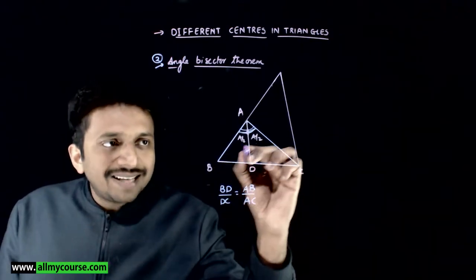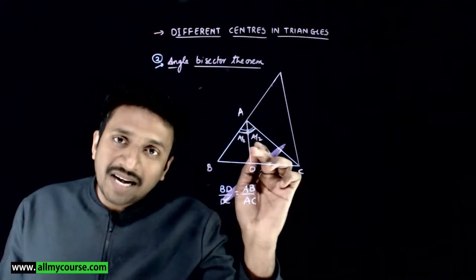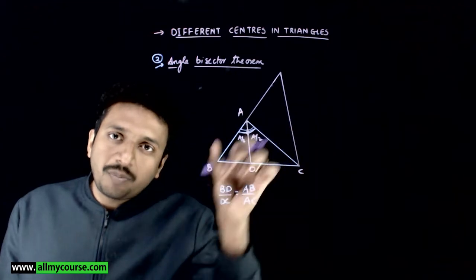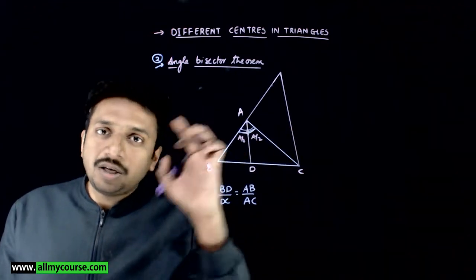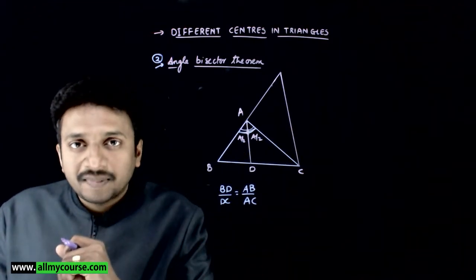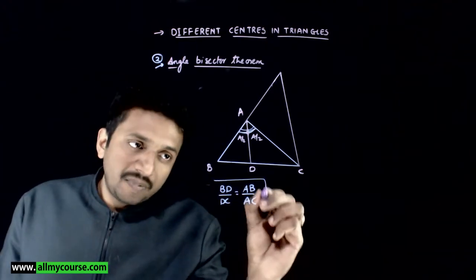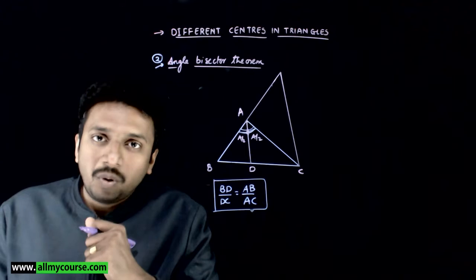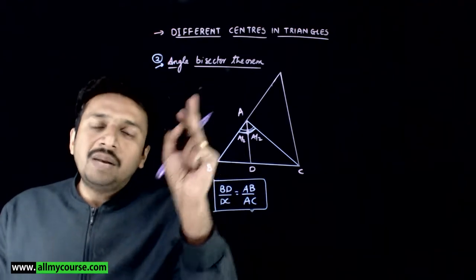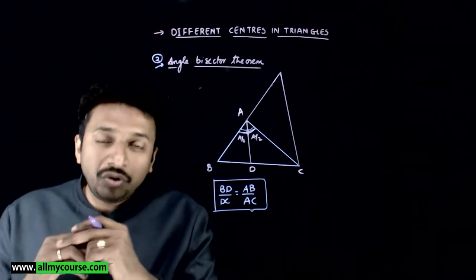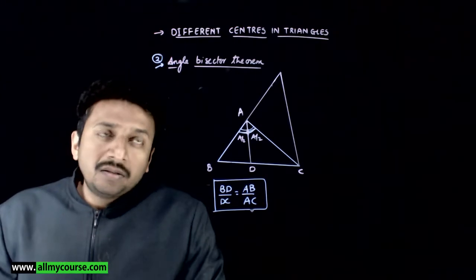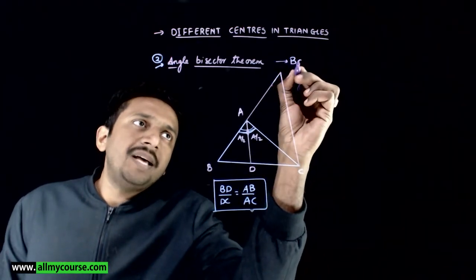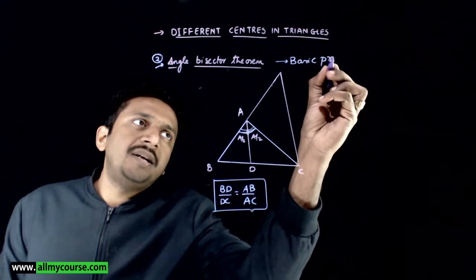Similarly, if you have the second angle bisector, again the ratio in which that bisector divides the opposite side is equal to the ratio of the adjacent sides, and so on. So how do we prove this theorem? Why is this theorem holding? This theorem is called the angle bisector theorem, which you have already derived in your lower classes. To prove this theorem, we use a theorem called the basic proportionality theorem.